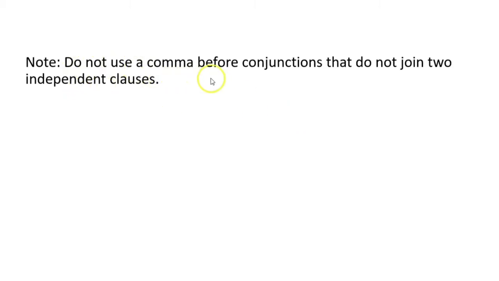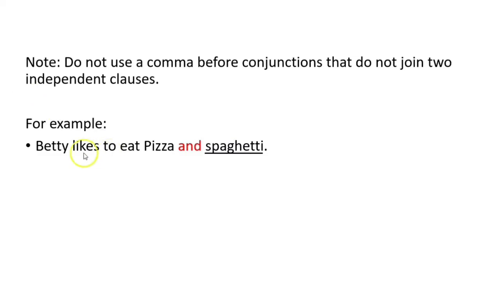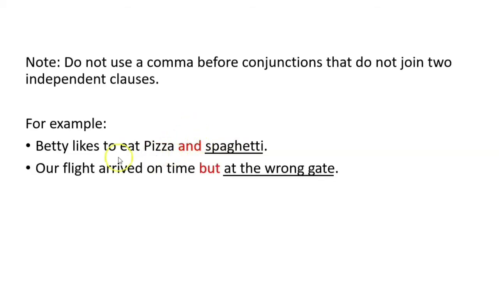Do not use a comma before conjunctions that do not join two independent clauses. الفان بويز أو ال coordinating conjunctions ما دايما بيجمعوا independent clauses. مثلا Betty likes to eat pizza and spaghetti. هون في عنا two words ما عنا two independent clauses فما منحط كوما قبل and.